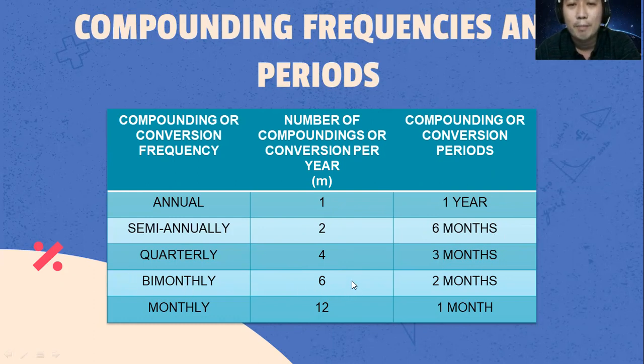Bi-monthly, number of compoundings 6. Then compounding or conversion period is 2 months. That means you are going to pay every after 2 months. Then monthly, that is 12. And compounding or conversion period is every 1 month.